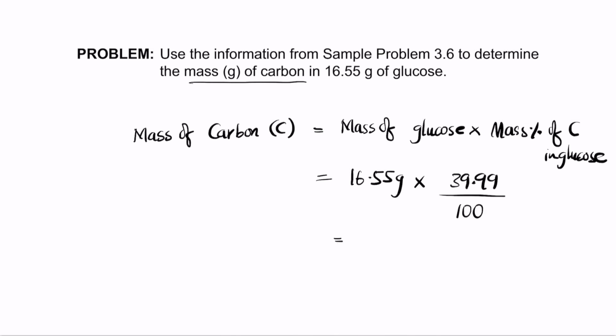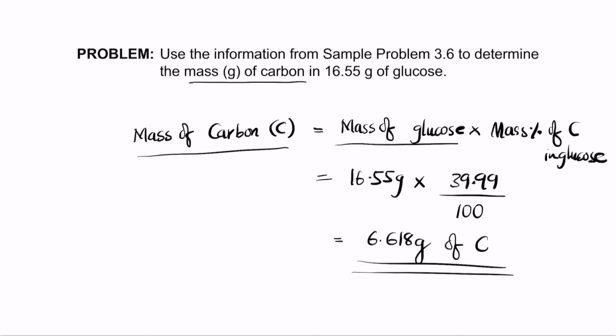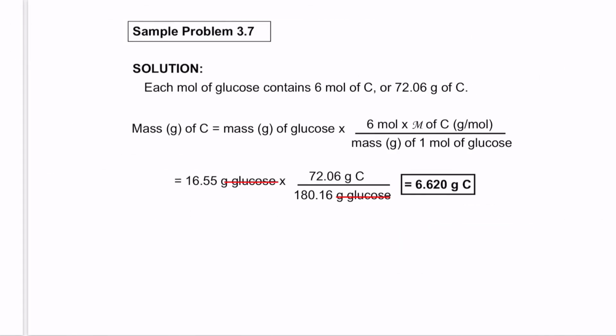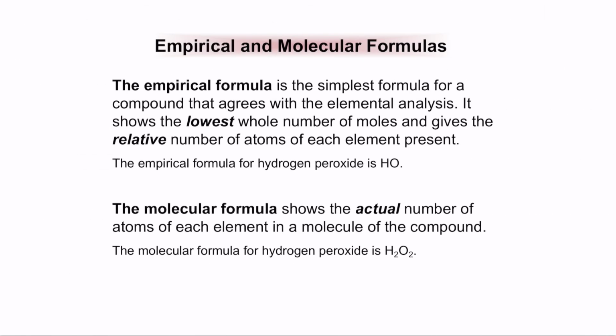So calculate the value. You have 16.55 times 39.99 over 100. So that gives you 6.618 grams of carbon. So this is how mass percentage can be used. So the mass of any element can be found by multiplying the mass of the compound times the mass percentage in that compound. So this is the simplest formula that you can use. Next, let's go to empirical and molecular formulas.